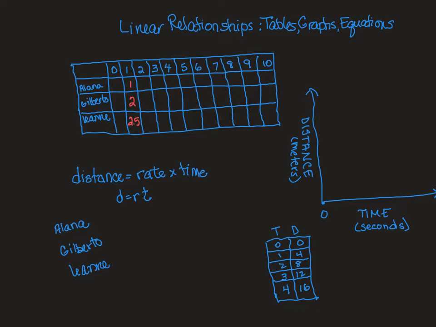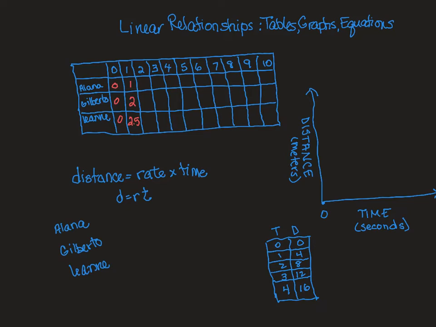Okay, so I'm looking at this table and I'm putting 0 and 0 and 0. Because I know if I go 1 meter per second, and I don't go any seconds, I'm not going to go any meters. And if I go 2 meters per second and before I've started to walk, I haven't gone anywhere. So all of those are zeros.